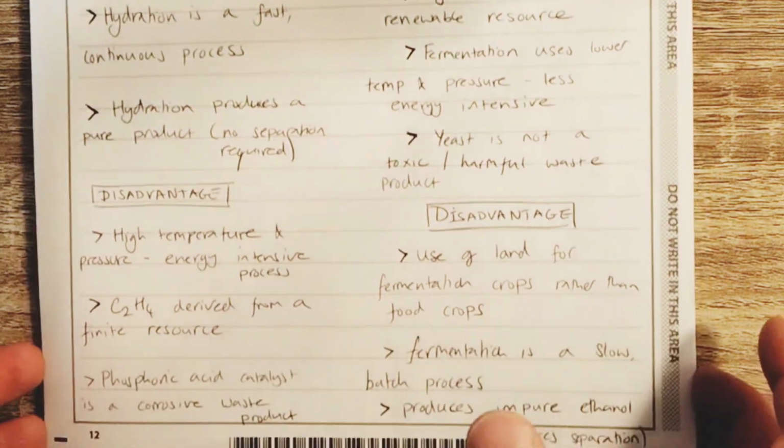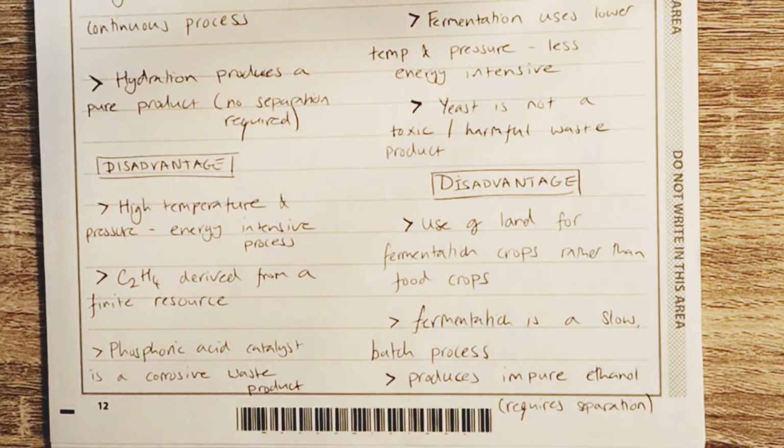However, the disadvantages of these processes would be as follows. The hydration of ethene does require high temperatures and pressures. This is going to be a very energy intensive process, and therefore we are going to have to burn a lot of fossil fuels to generate that energy, and there's obviously the environmental implications of the CO2 produced by those processes. C2H4, ethene, is derived from a finite resource, crude oil. And finally, phosphoric acid catalyst is itself a corrosive waste product, which we have to manage carefully.